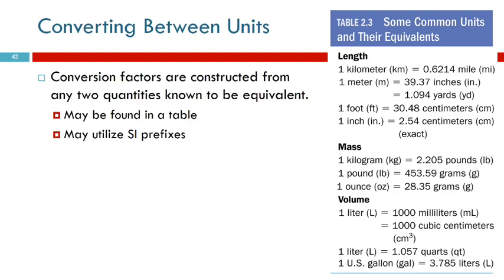We can also make conversion factors using the SI prefixes, the metric prefixes. So on a table like this, you're not going to find the relationship between millimeters and kilometers. It's not going to be listed there because we know what milli means, we know what kilo means, and I'm going to show you how you can make your own conversion factors from those.